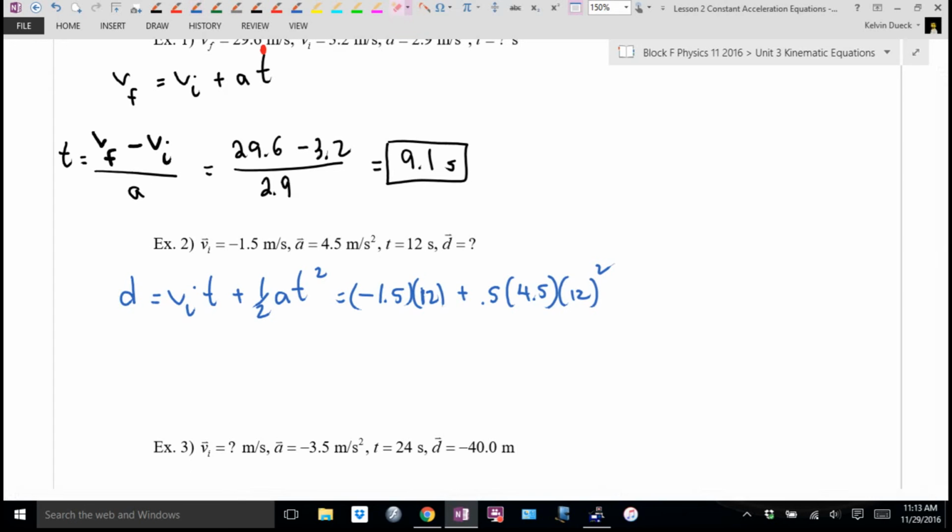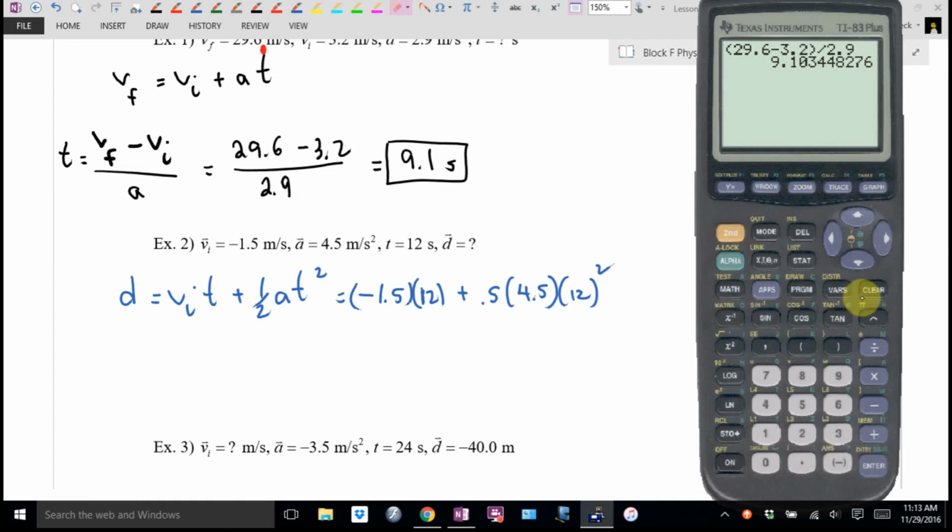Now, a little comment before you go to your calculators. To show multiplying, in my handwriting, I use brackets. I would not do that on a calculator. I would use the times sign. In other words, I would get my calculator out and go negative 1.5 times 12 plus 0.5 times 4.5 times 12 and then hit your x squared button. Try that. And I end up with 306.